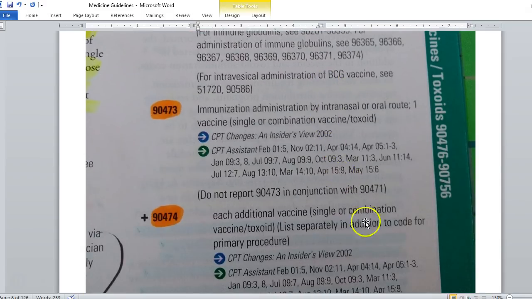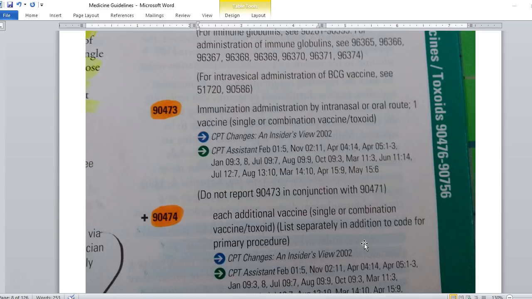Now, there are some newer vaccines out there that are intranasal or oral route. These are considered inhaled. So, for instance, a couple of years ago, and it looks like it's coming back this year, they did the nasal spray for the live flu vaccine. They also have a little inhaler they use from time to time. And so 90473 and 90474 are used less frequently because a lot more immunizations are done by injection.